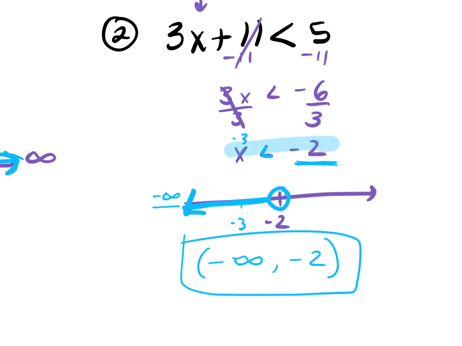So part of our answer is having our inequality with that x all by itself. Part of the answer is having your number line drawn out. And then the other part of our answer is interval notation. So writing the interval of our answer.